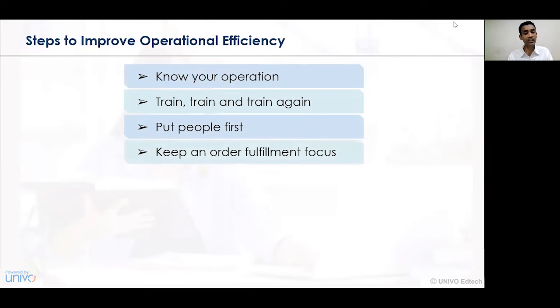Keeping an order fulfillment focus. We must always have an order fulfillment focus, in which delivering a certain product on the specific timeline is essentially important, and it must be complied with by any organization which is conducting its business activities. Keeping an order fulfillment focus is essential in order to conduct a certain activity in a specific time period, and to fulfill those orders within a specific deadline.